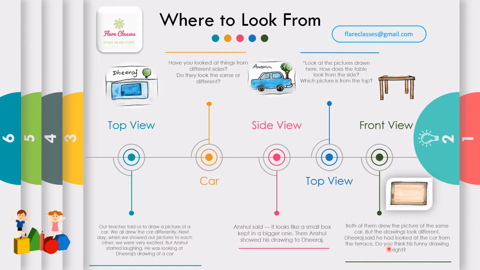Dheeraj said he had looked at the car from the terrace. Do you think his funny drawing is right? Yes, his drawing is right because he looked at the car from his terrace. Now, look at the picture drawn here. How does the table look from the side? Which picture is from the top? From the top, the table looks like this.